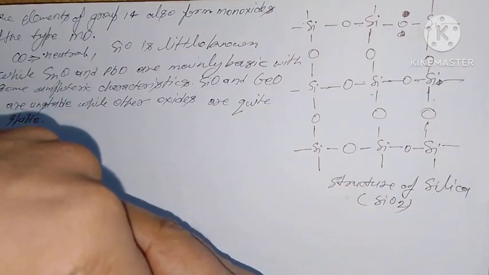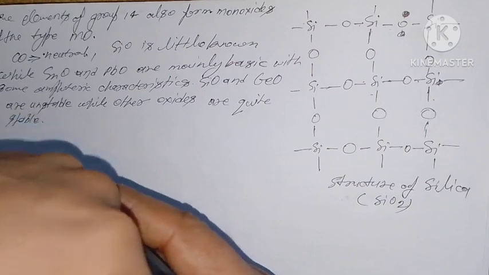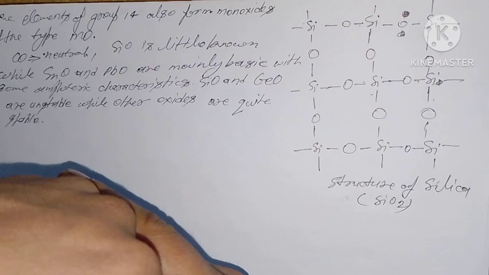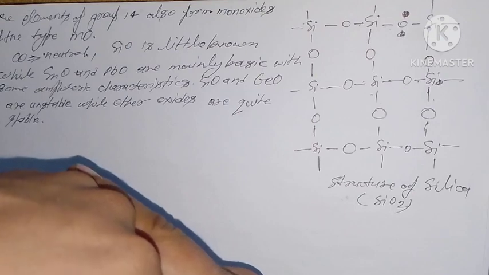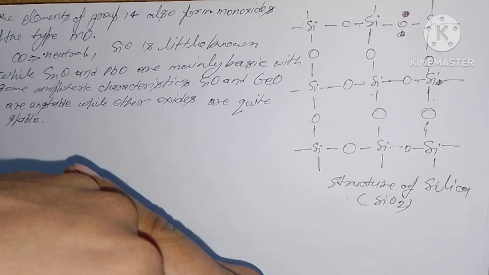The elements of group 14 also form monoxides of the type MO. Carbon monoxide is neutral. Silicon monoxide is little known, while stannous monoxide and lead monoxide are mainly basic with some amphoteric characteristics, and silicon monoxide and germanium monoxide are unstable, while other oxides are quite stable.